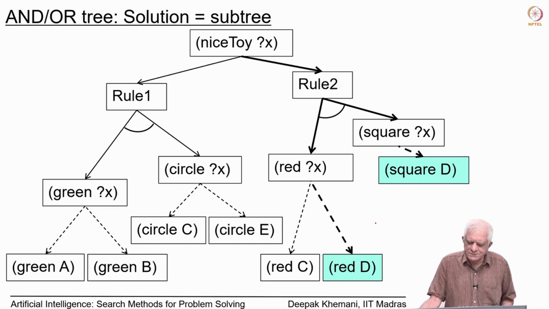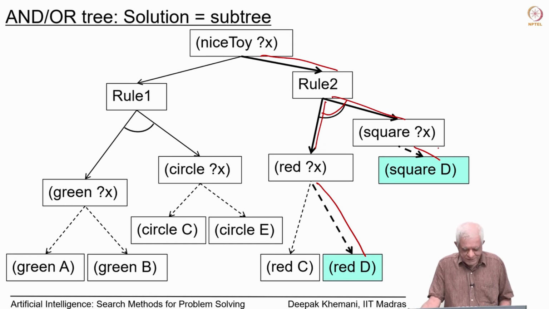So, if you remember, the solution of an AND OR tree is a subtree, and the subtree is shown here highlighted with thicker arrows. The rule 2 is the one which works. It has an AND node, so you have to solve both of them, and red x works with red D and square x also works with square D. So, this subtree is the solution to the goal tree essentially.